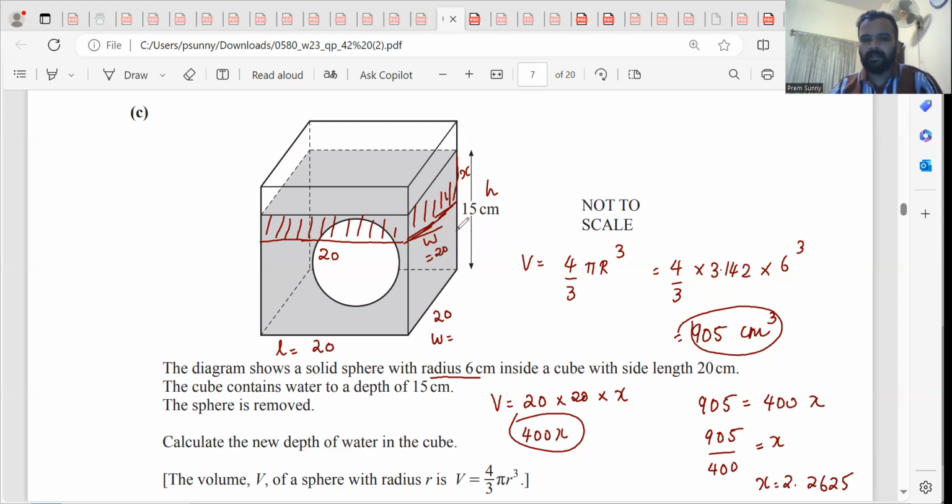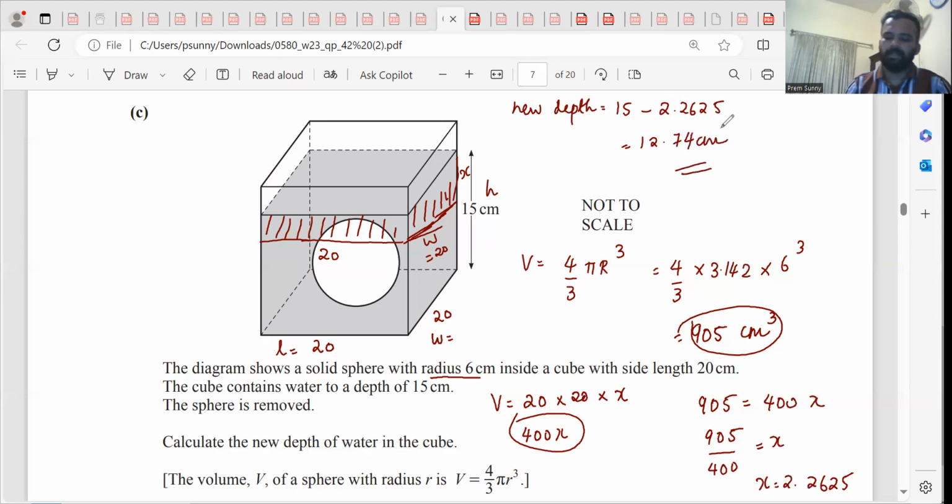What we need is the new depth of water in the cube. So the new depth will be 15 minus this x value, 2.2625. So 15 minus 2.2625 is 12.74. 12.74 centimeter will be the new height when the sphere is removed.